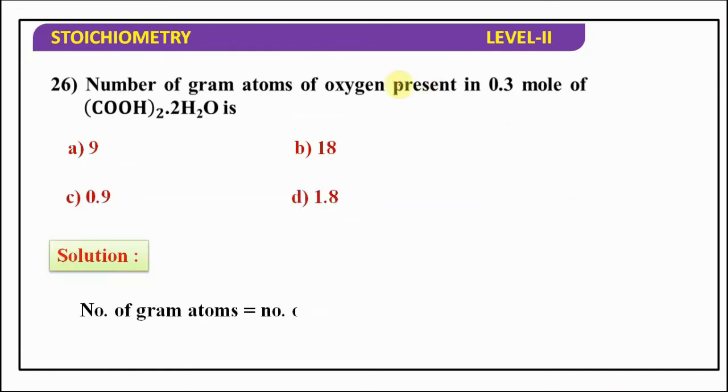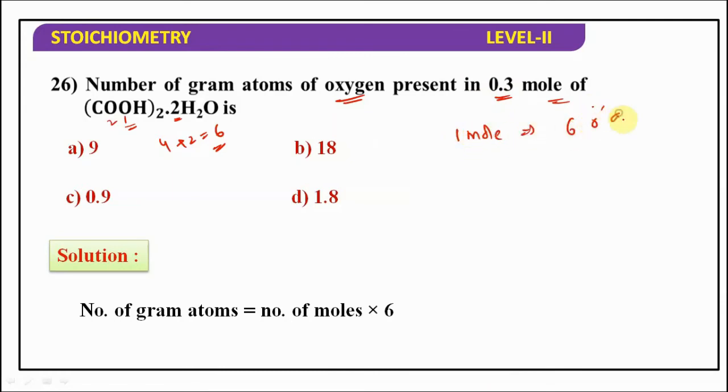Next question, what they have given: number of gram atoms of oxygen present in 0.3 mole of this compound, that is oxalic acid, of course, oxalic acid dihydrate. How many oxygen atoms are there? Here 2 into 2 is 4, and in water also 1, so 4 plus 2, 6 oxygen atoms are there, present in 1 mole. So 1 mole consists of 6 oxygen atoms. How many moles they gave? 0.3 moles, consisting of how many oxygen atoms? That will give you 1.8.